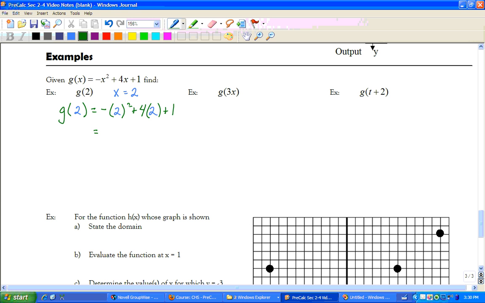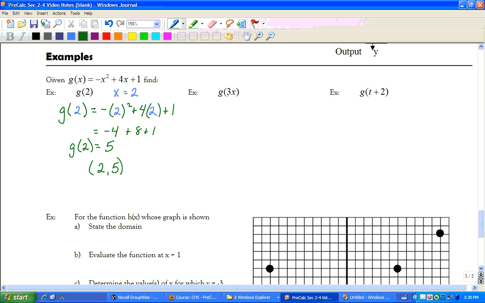So here we have 2 squared, which is 4, and take the opposite of it, so that's negative 4. Plus 8 plus 1, and our output is equal to 5. So this is saying g of 2 is equal to 5. That's equivalent to the point (2, 5).